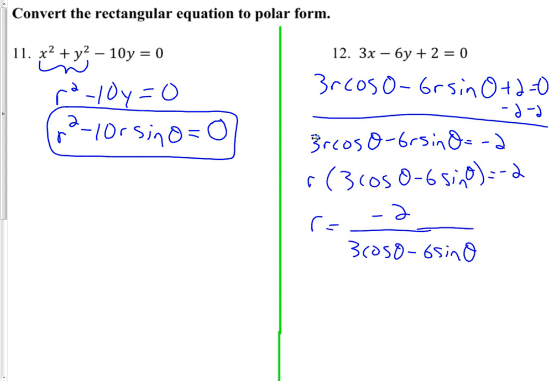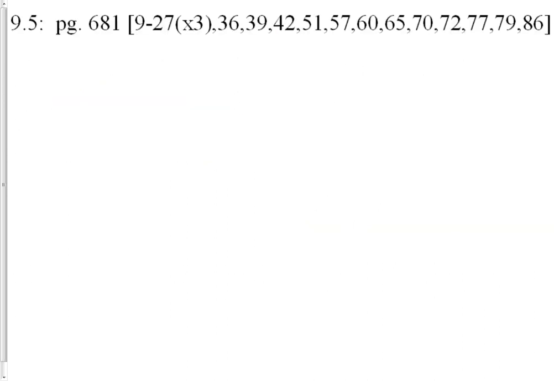Factor out r, I get 3 cosine of theta left. Factor out r, I get minus 6 sine of theta left. And then we're just going to divide by that on both sides. And that is our answer. Doesn't look nice and pretty, but it is an answer. And there is your homework for this lesson.